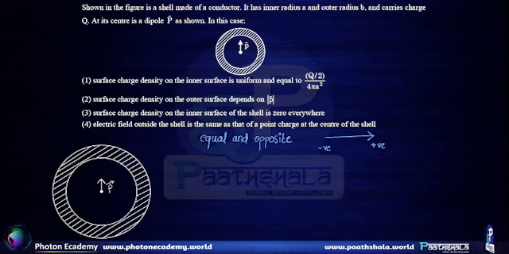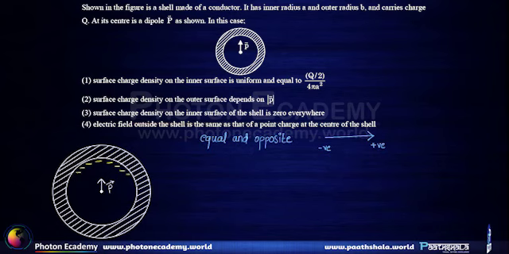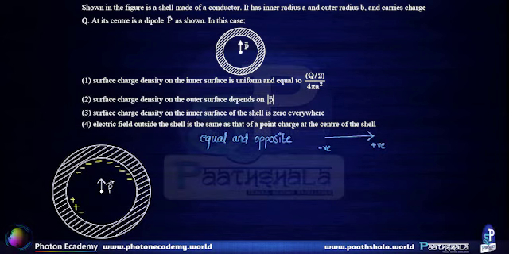Due to this, an opposite charge is induced on the inner surface of the conductor. So that is, a negative charge is induced at this end. Similarly, the dipole has a negative charge in downward direction. So, a positive charge is induced on the inner surface on this side. Since these both charges are equal and opposite, the net charge on inner surface is 0.